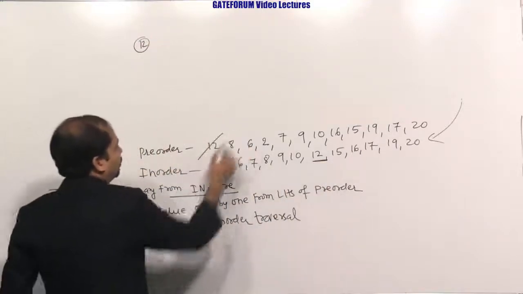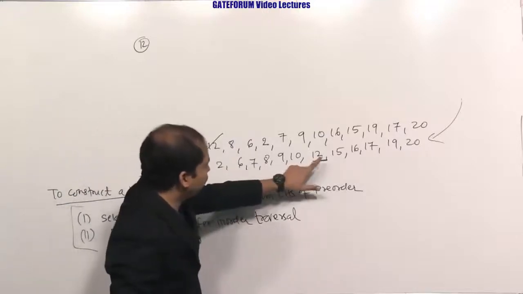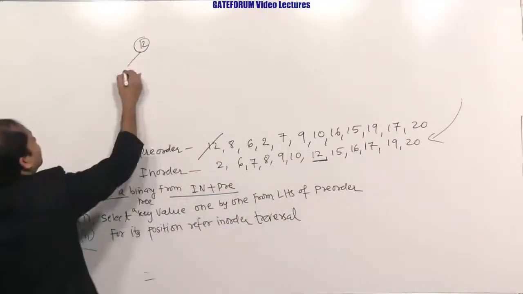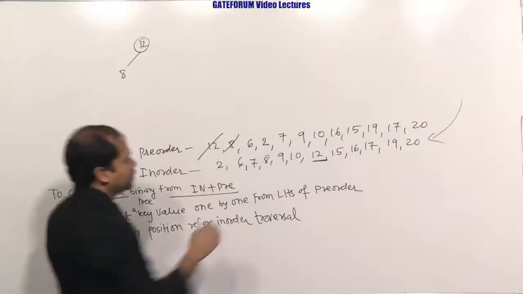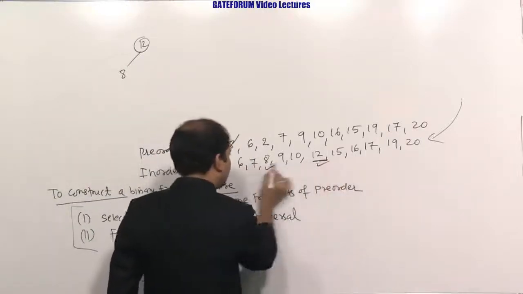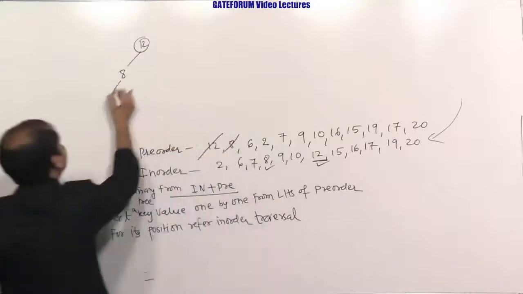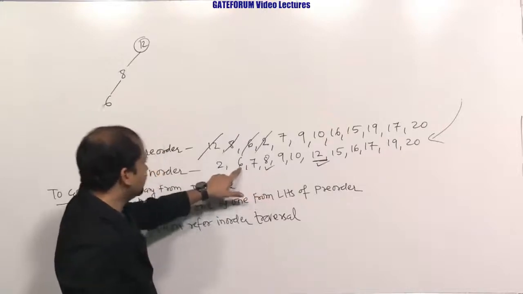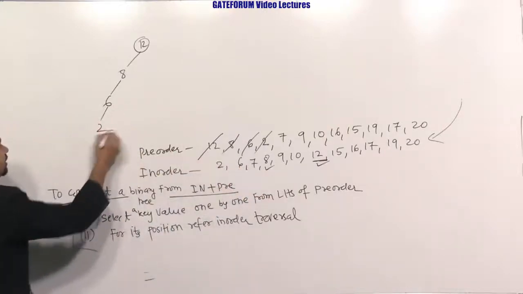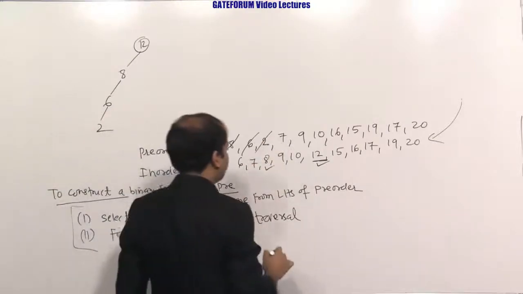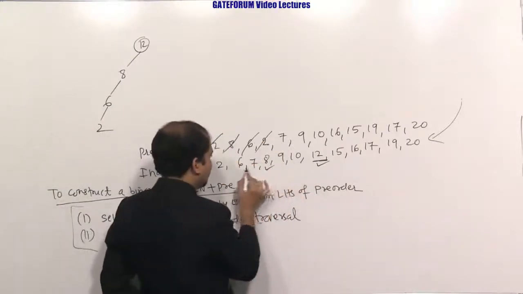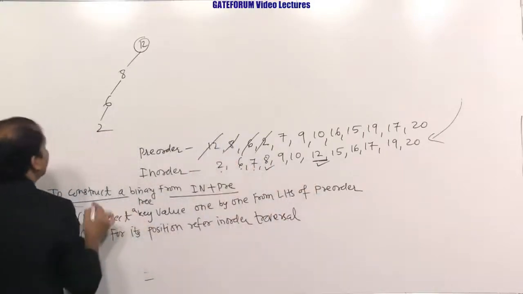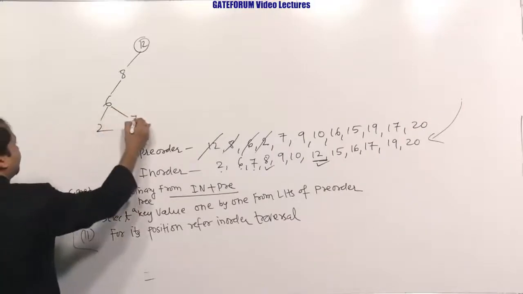Now next is 8. What is the position of 8 with respect to 12? The position of 8 is on the left side, so it will be in the left subtree. Next, what is the position of 6? We have chosen 8 and 12, so the position of 6 with respect to 8 and 12 is left. Then 2, the position of 2 is again left of 6. This is the tree. Now 7. With respect to 2 and 6, it will be right. With respect to 8, it will be left. So 7 will be here.